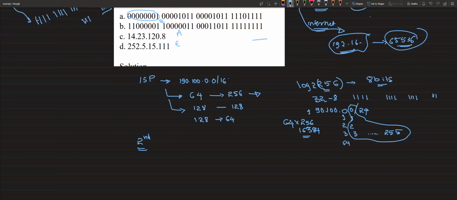The second group, not customer. The second group has a certain number of customers, and each will have a particular number of addresses. So 7 bits, log base 2 of 128. That is 7 bits. So our mask is 25, because it is 32 minus 7, which is 25 bits.